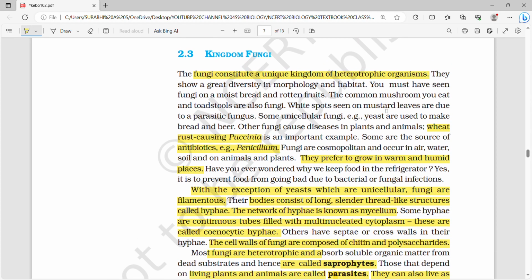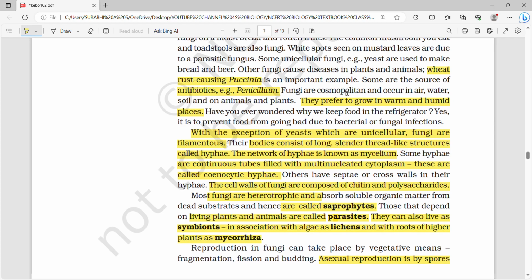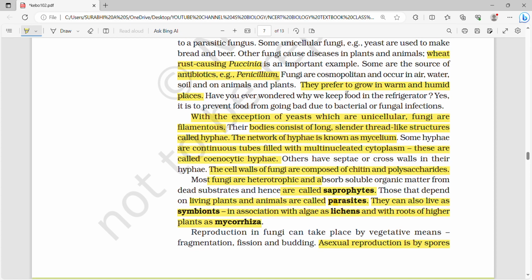Next, kingdom Fungi. So this kingdom is very much important. This is a unique kingdom of heterotrophs. There are different fungi that cause diseases such as wheat rust, which is caused by Puccinia. So you can just remember this. And some are the sources of antibiotics such as penicillin, and they prefer to grow in warm and humid places. So this is also important. I have asked it in a PYQ.